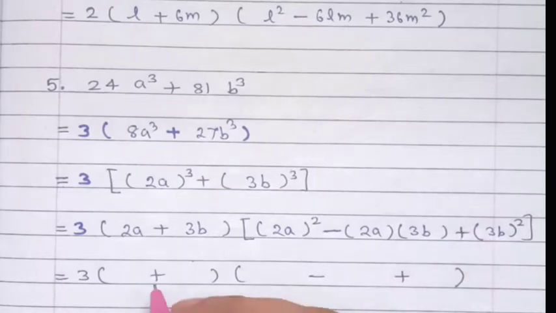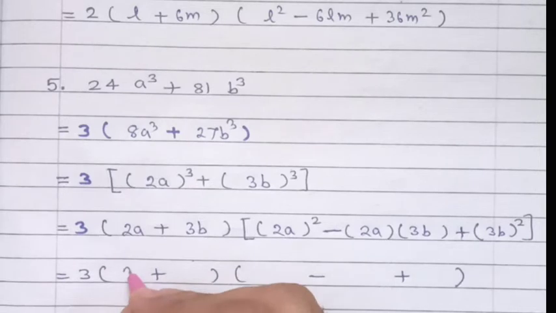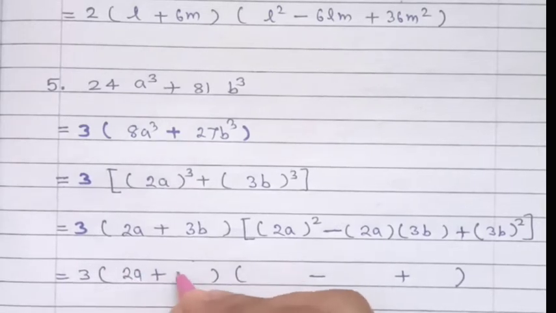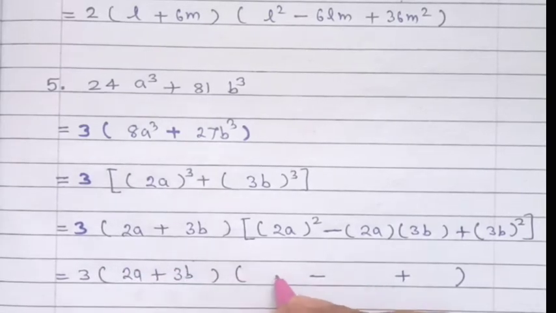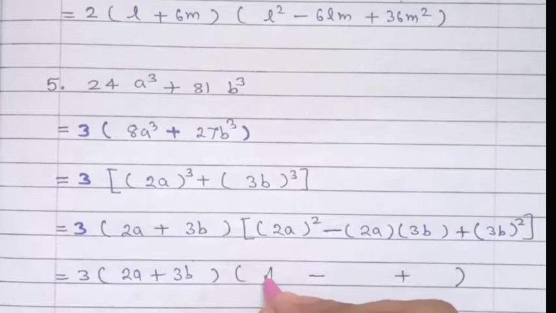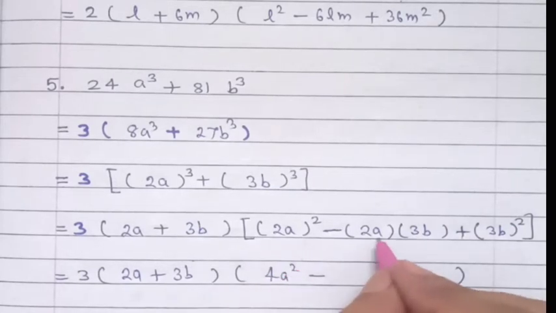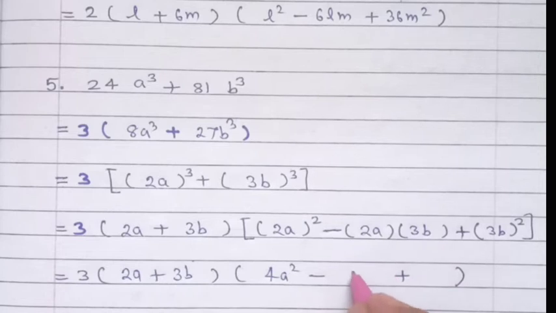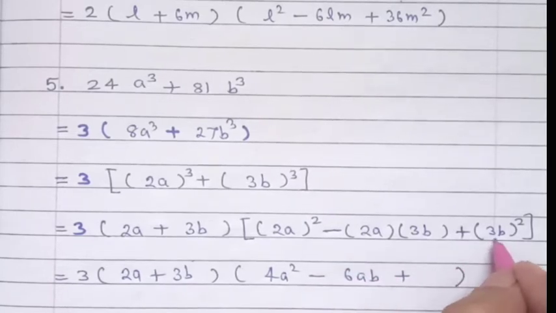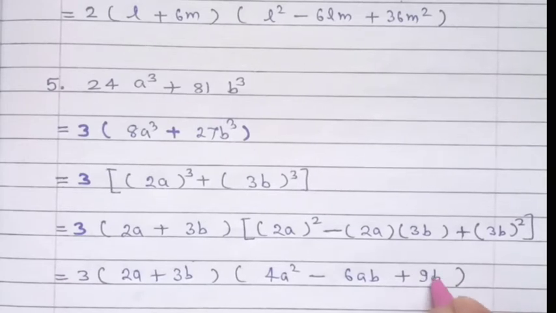Now write the simplified form, so it will be 3 into 2a plus 3b. 2a square is 4a square, 2 3 is 6 ab, and then plus 3b whole square is 9b square.